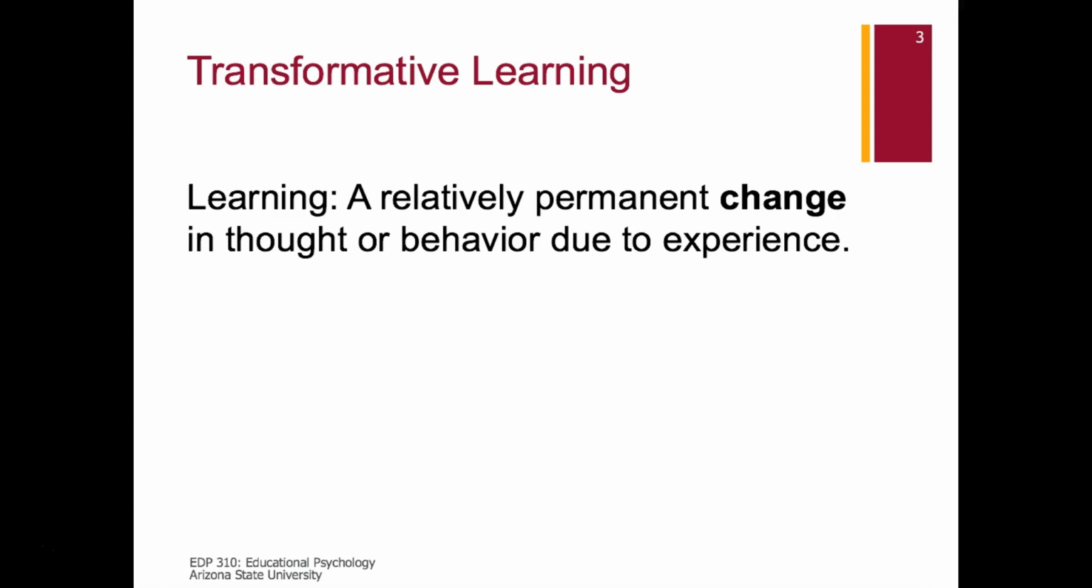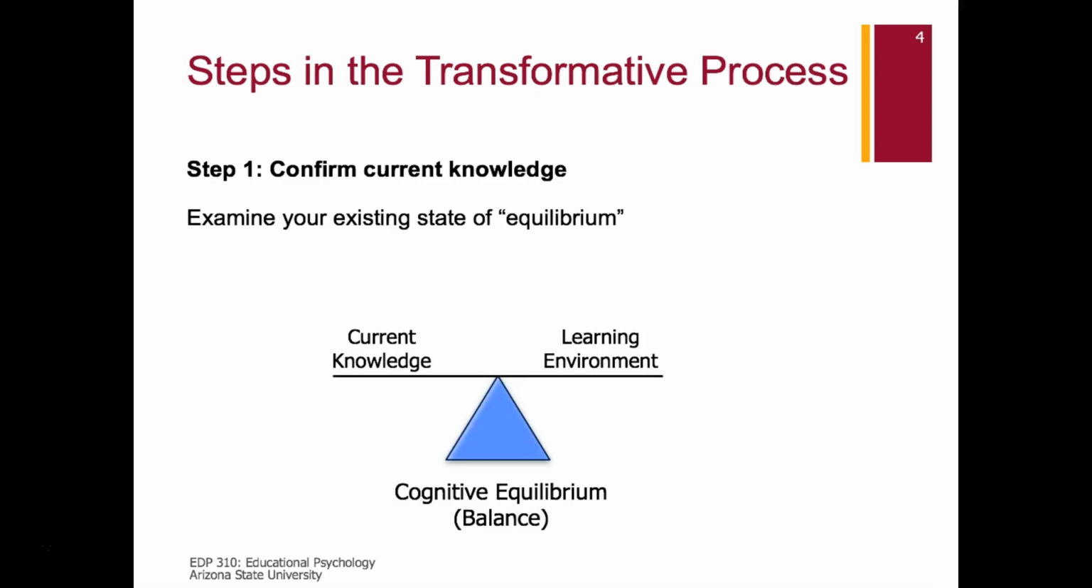Learning is defined as a relatively permanent change in thought or behavior due to experience. Learning is about change. You will either know or be able to do something new as the result of some experience you have. But how does this kind of transformation happen?